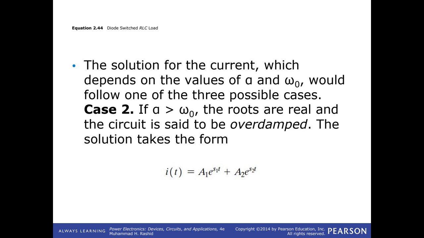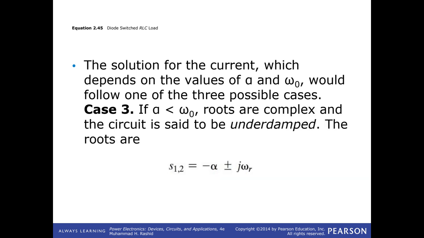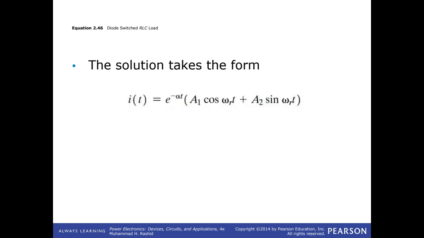And case 3, if alpha is smaller than omega O, the roots are complex. Of course, there are real and imaginary parts, and the system is called underdamped. The solution for that case is something like this. That is the resonant frequency, and that is the exponential term. You are familiar with this waveform from control theory.